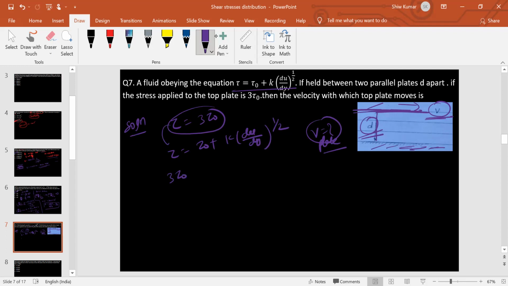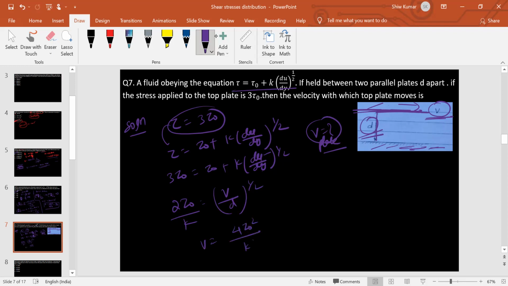It's 3 tau naught is equal to tau naught plus k into du by dy to power 1 by 2. It will become 2 tau naught divided by k must be equal to du by dy, where du means the velocity v and dy means the gap between the plates. So v is equal to 4 into tau naught square divided by k square into d square, and this is the velocity of the plate.